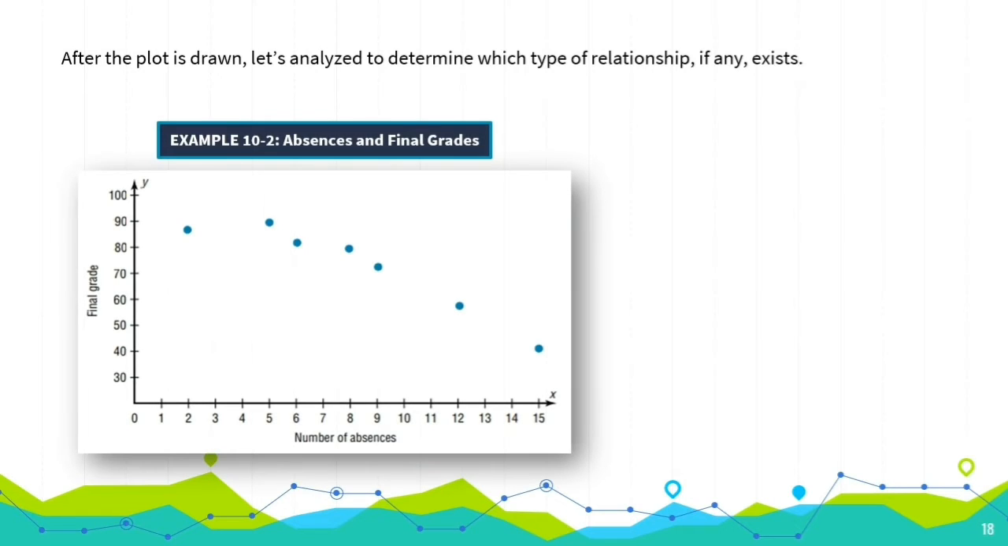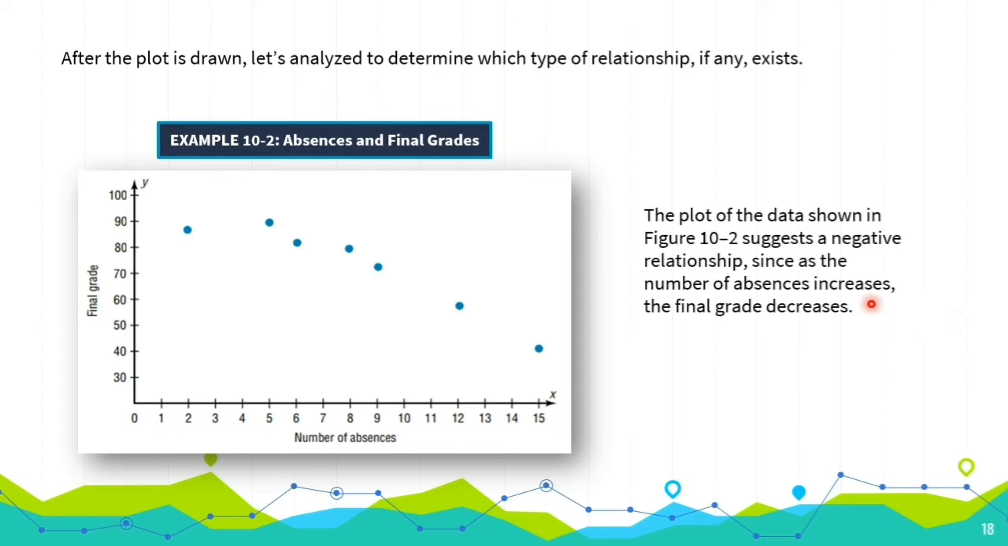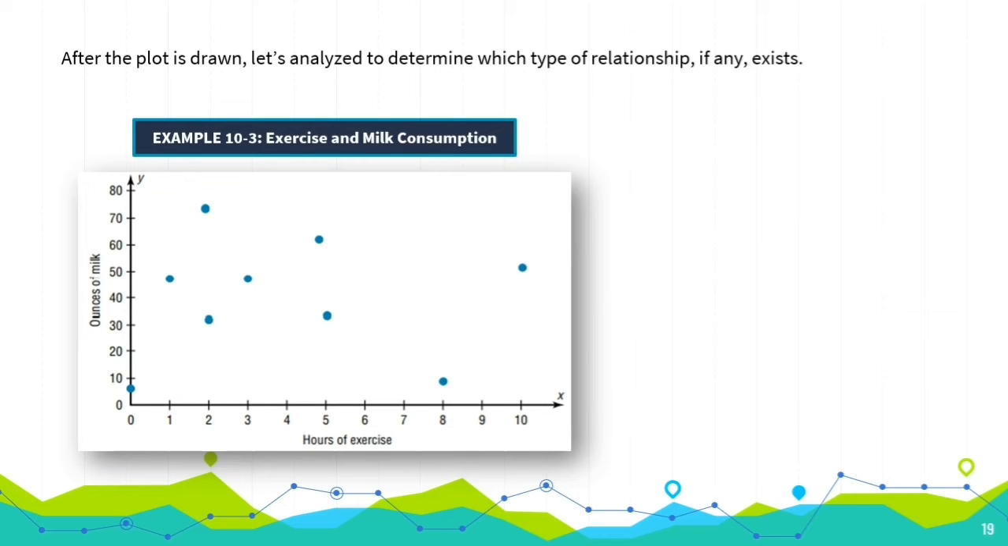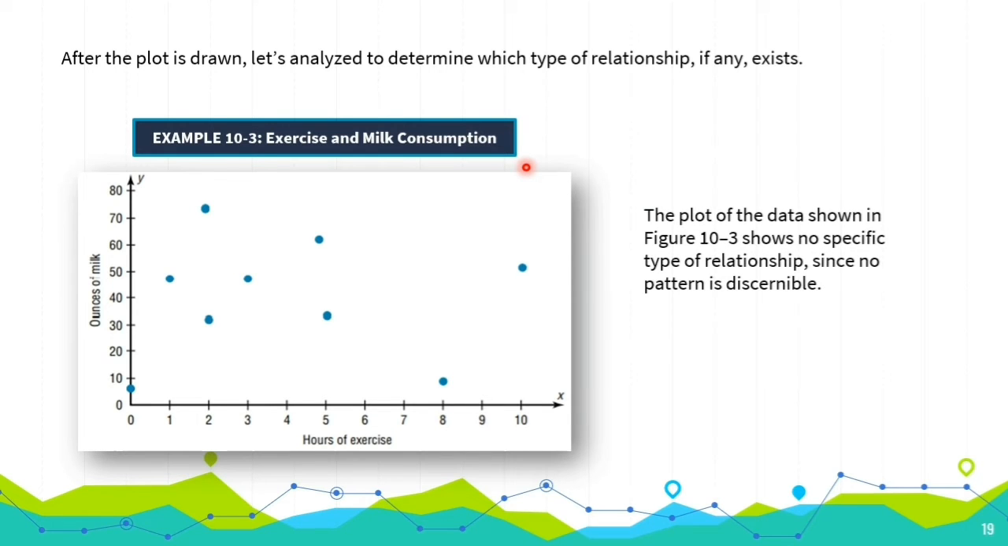Next, for example 10-2, the scatter plot of the data shown in this figure suggests a negative relationship, since as the number of absences increases, the final grade decreases. And for example 10-3, exercise and milk consumption. The scatter plot of the data shown in this figure shows no specific type of relationship, since no pattern is discernible. It means that wala tayong makitang pattern if it increases or decreases, not just like in the previous example.